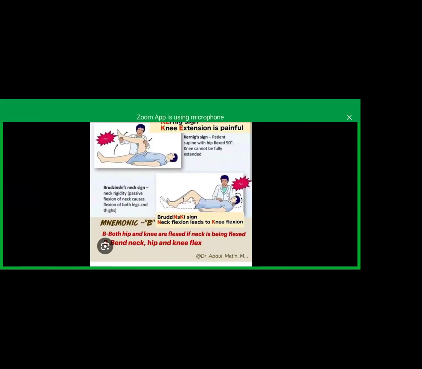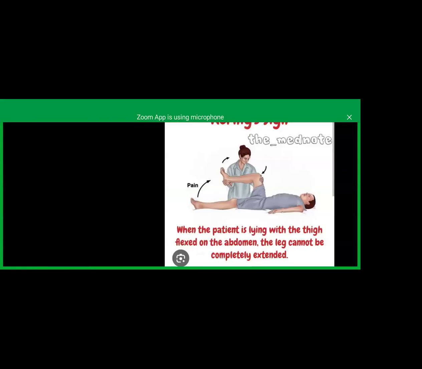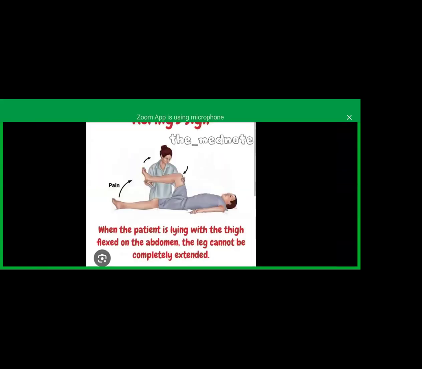So you can see in the lower image, Brzezinski sign: neck flexion leads to knee flexion. So both flexion at the knee and flexion at the thigh. It's because of irritation of the meninges, which are the soft sheet covering the brain and the spinal cord. So the person will unconsciously flex the knee and the thigh in order to prevent more pain from occurring.